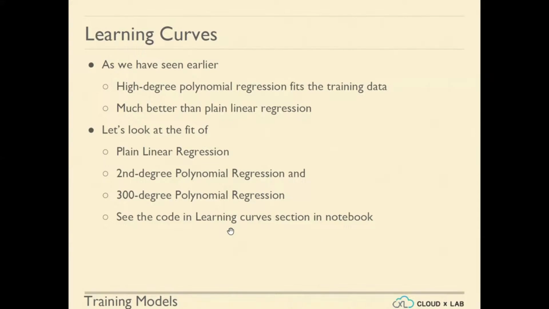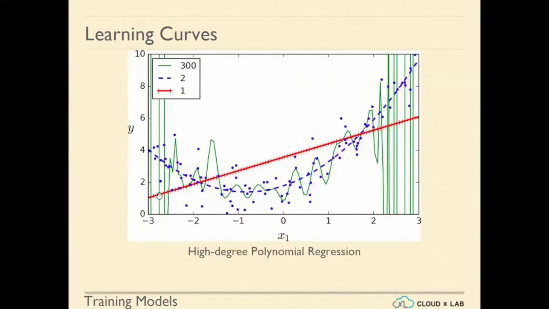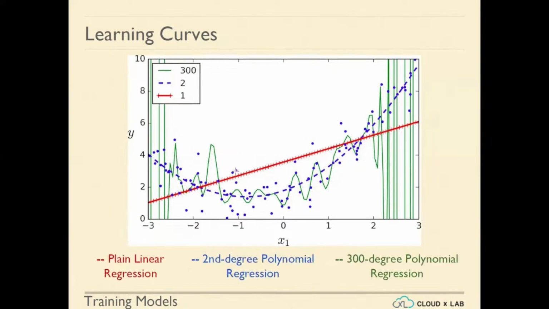So let's take this example. Here we are fitting a degree 1 polynomial, which means a straight line, a degree 2 polynomial, a parabola, and a degree 300 polynomial. As you can see, this 300 degree polynomial is clearly overfitting, because it is trying to fit every data point. So the correct option here is to use the degree 2 polynomial. So: the plain model, the degree 2 polynomial, and the degree 300 polynomial.